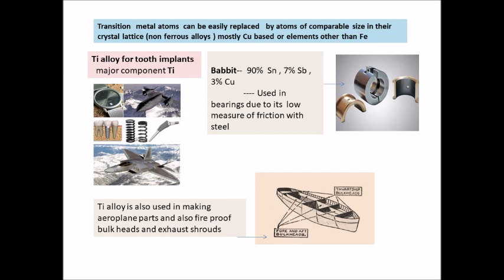Again, here we see the titanium element has a very good application in different ways. The different alloys of titanium are used in tooth implants. Then it is also used in making aeroplane parts such as fireproof bulkheads and exhaust shrouds. Then there is another alloy of tin, antimony and copper, and it is used in bearings due to its low measure of friction with steel. The alloy is called Babbitt alloy. Here you can see how it is used in making the bearings.